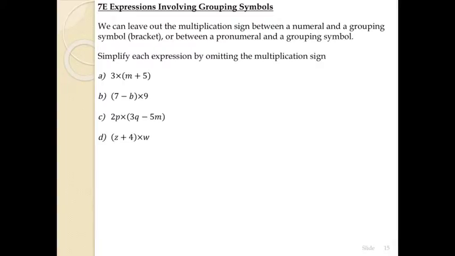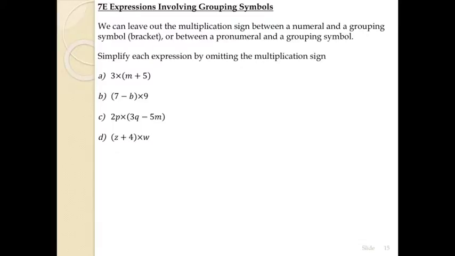So what we're looking at are expressions involving grouping symbols. Now, the grouping symbols are just the brackets. What we can do is leave out the multiplication sign between a number and a bracket, or a grouping symbol, or we can leave it out between a pronumeral and a grouping symbol. So the examples are this.